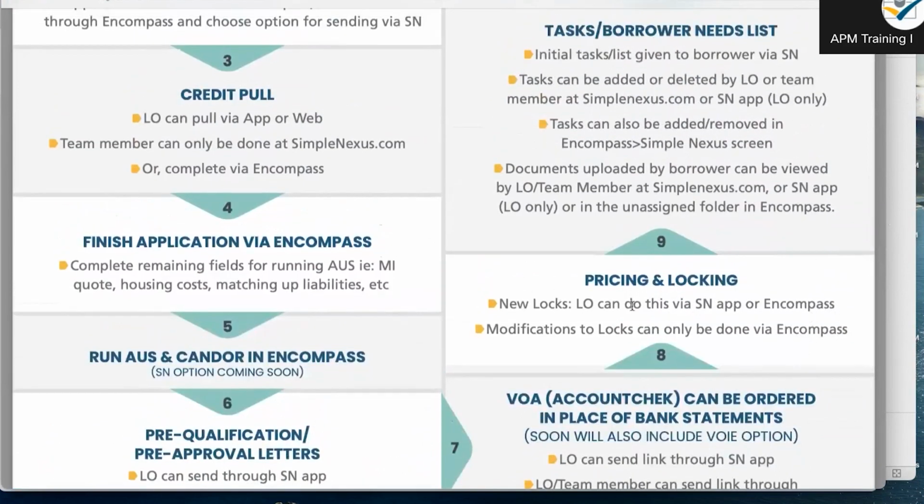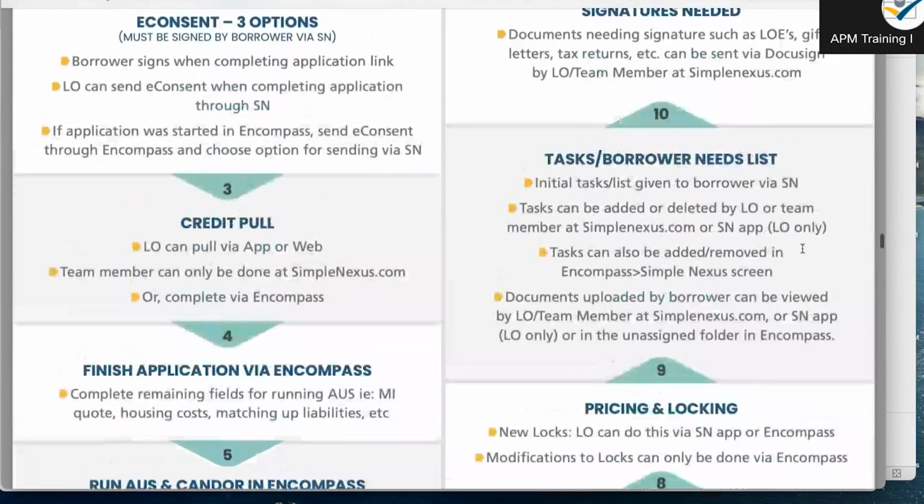Okay, so new locks. Loan officers can actually lock loans from their SimpleNexus app or inside of Encompass. Right now, there's not locking available on the SimpleNexus web portal just yet, but that is something that they're in the process of beta testing right now. And then any modifications to locks can only be done inside of Encompass. So extensions, or maybe if you need to make a profile change, all of that needs to be done inside of Encompass. It's just that initial lock that can be done inside of the SimpleNexus mobile app.